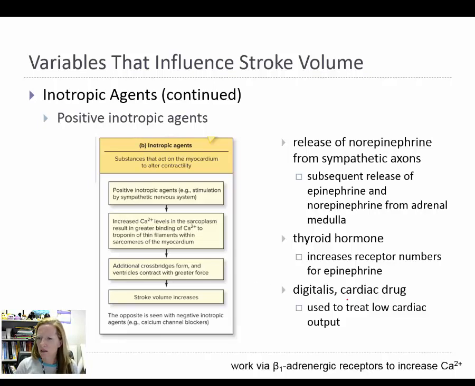Digitalis works by increasing stroke volume as well. It's a cardiac drug, and it goes in and strengthens the force of contraction. It's used in certain heart arrhythmias, or used to treat low cardiac output. Let's take a look at some negative ones.